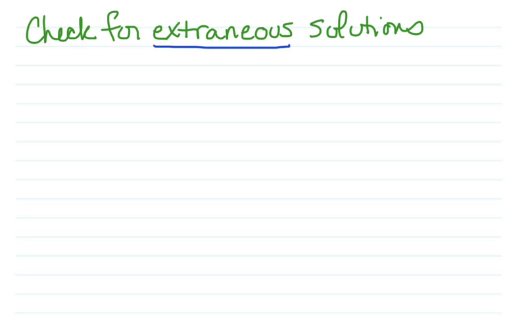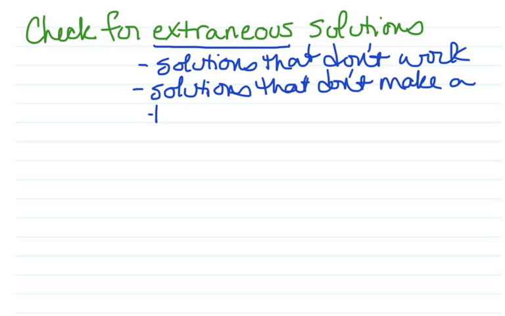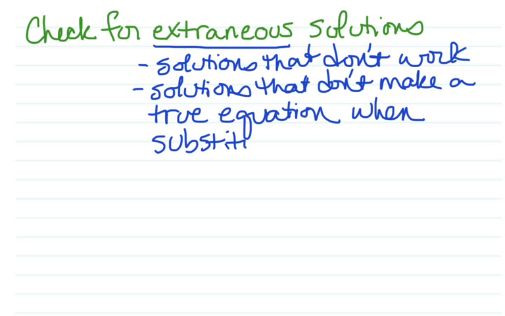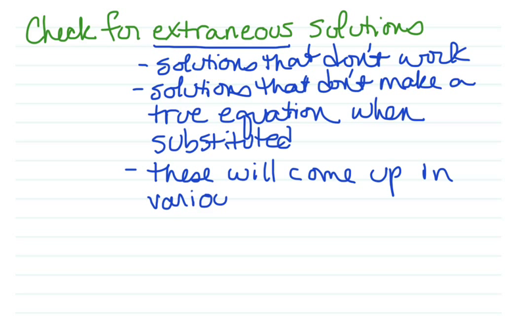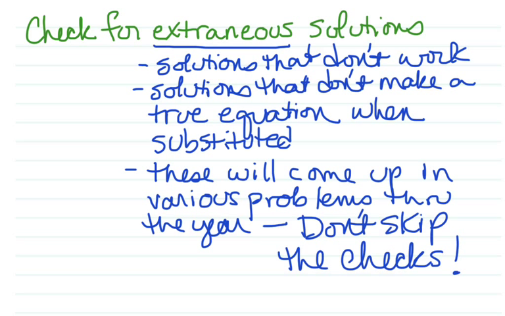What does that mean? Extraneous. Extra. Stuff that we don't need. Stuff that doesn't work. It's solutions that don't make a true equation when they're substituted. So it's going to be really important. When it says check, you need to check. These are going to come up in various things we do throughout the school year, so don't just blow off the things that say check for extraneous solutions. They could just never say it. You should always be checking your solutions. They're kind of spoon-feeding you a little bit by telling you that you have to check some things.